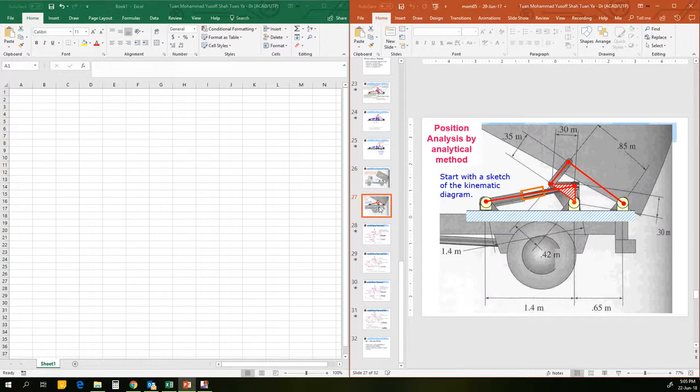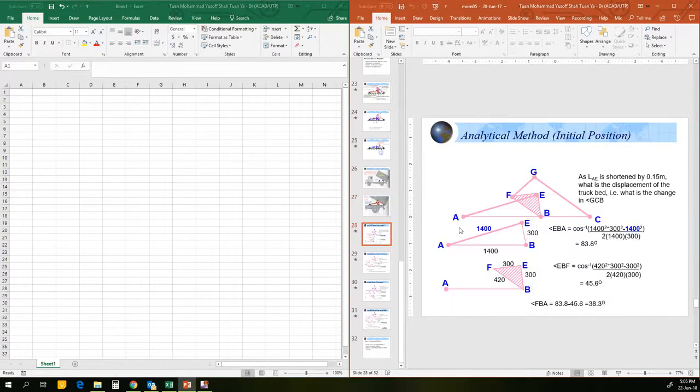From here, we need to draw the kinematic diagram. From the kinematic diagram, as we discussed in the class, we already got all the equations required for the analysis. We can see that all the solution depends on the first parameter, which is the length of AE. So let's calculate using Excel the original angle of the truck bed.